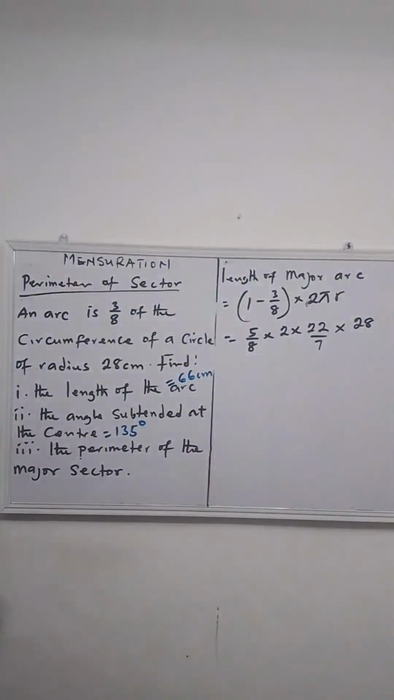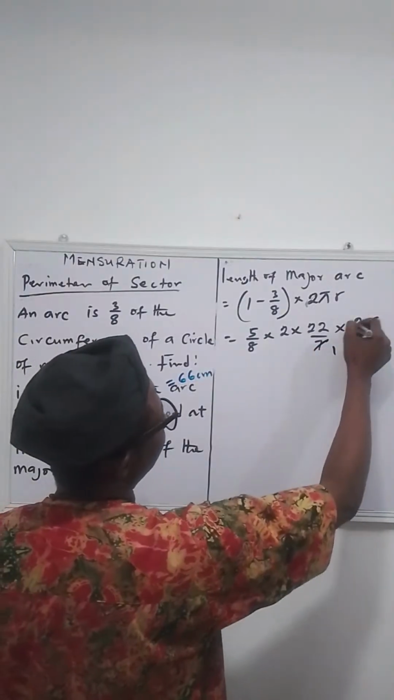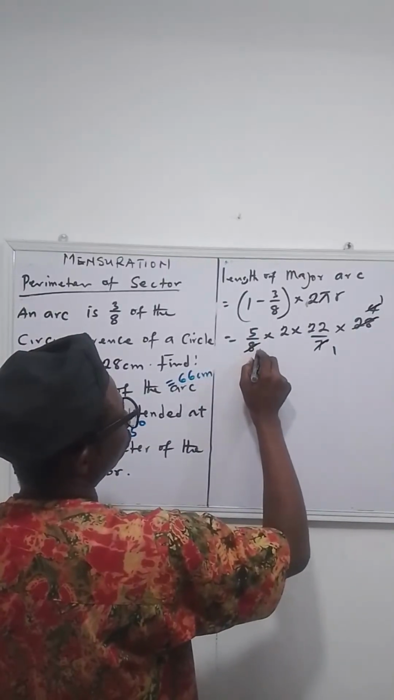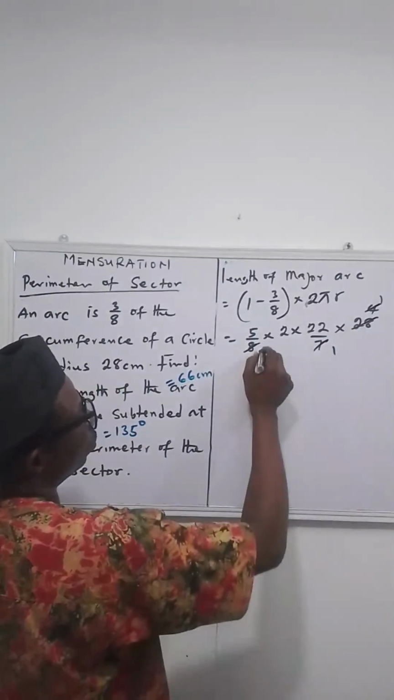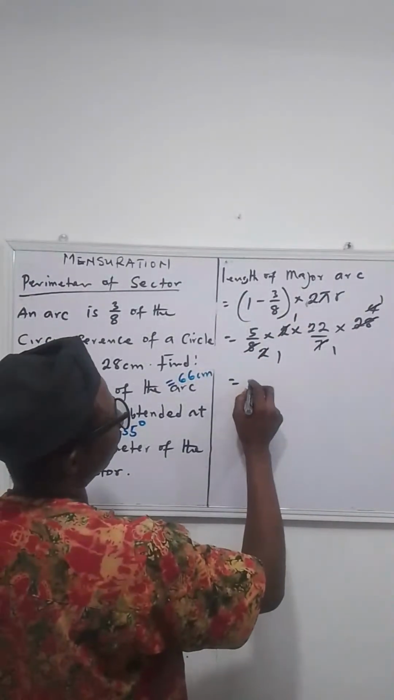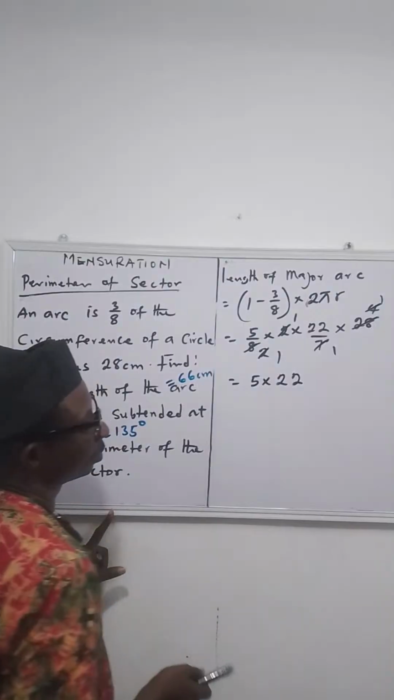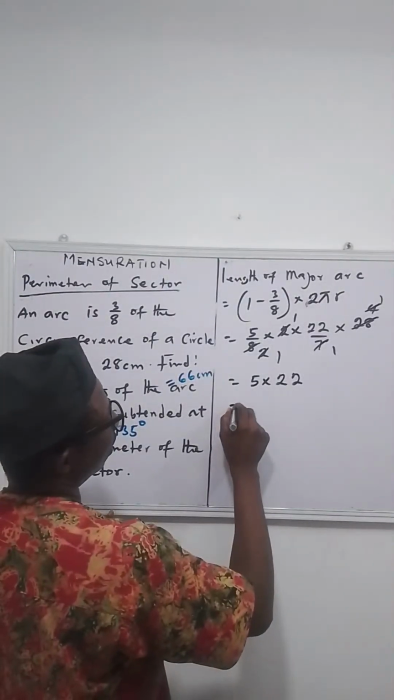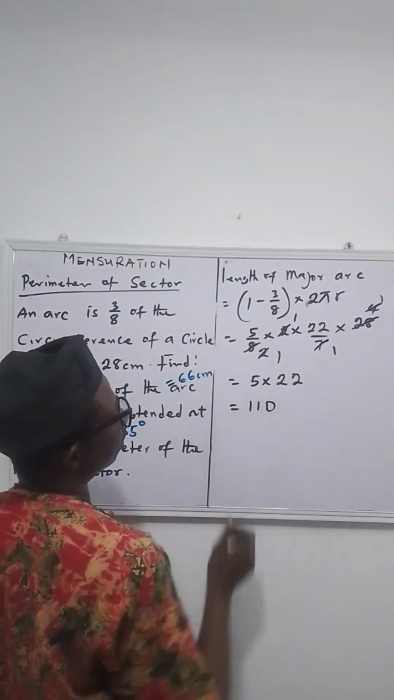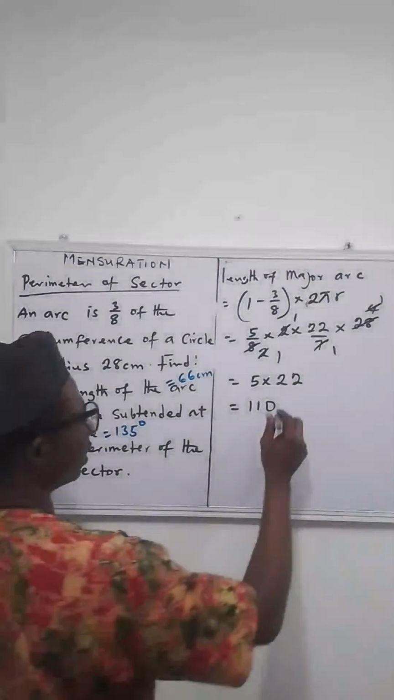So now you have 7 goes here 1, 7 goes here 4. So 4 goes here 1, 4 goes here is 2. Okay, so 2 goes here 1, 2 goes here 1. So what we are left with now is 5 times 22. And that is 110. That is 110 in centimeter.